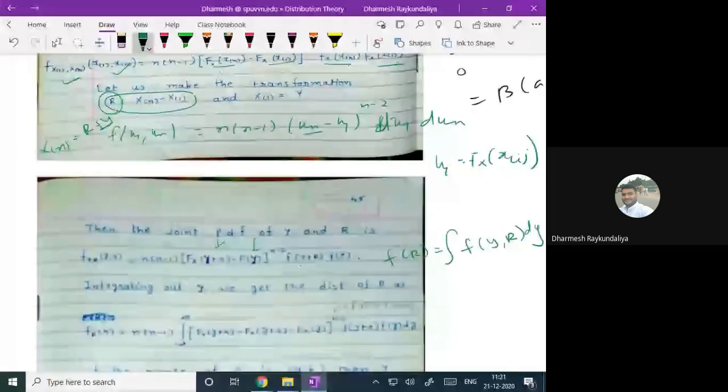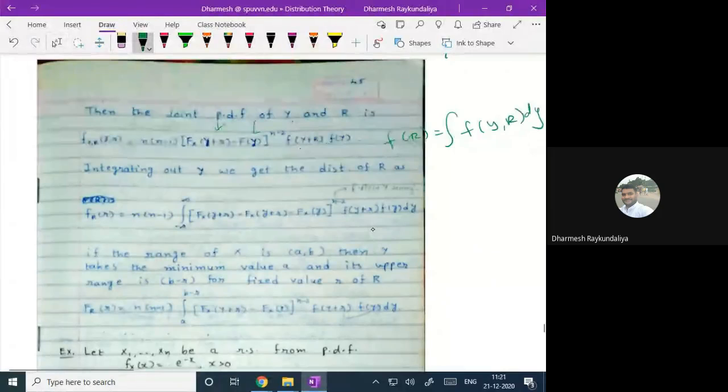And what is that? It is integration, because we need to know the range of y, which is not given here. If it is given in terms of u, the range is 0 to 1. Here I am taking the range from minus infinity to infinity. This term is extra, additionally written, so it is not there. It is simply n into n minus 1, Fx of y plus r minus Fx of y raised to n minus 2, into f of y plus r, fy dy.